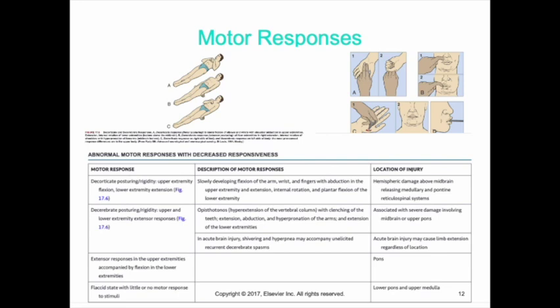Now, the extensor responses in the upper extremities that are accompanied by flexions in the lower extremities, think pons. When there's a flaccid state, so very hypotonic, with little or no motor responses, you think lower pons and upper medulla.